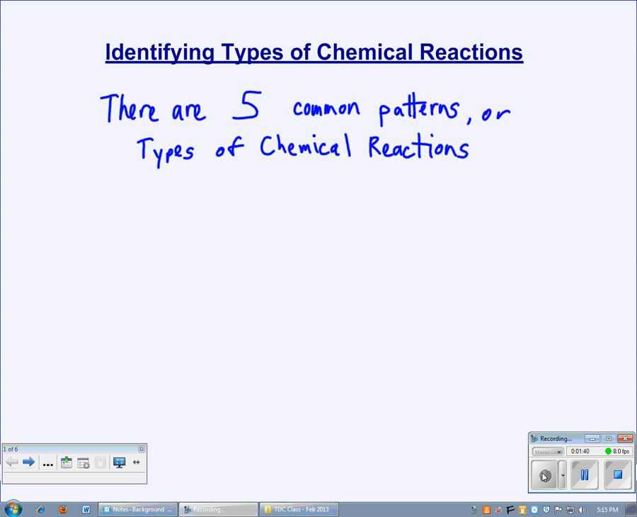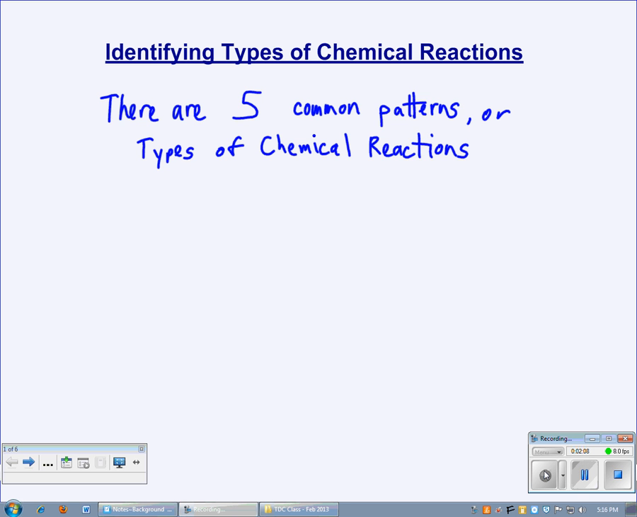What we will do now is list those 5 common patterns. We're just going to list their names, and then we will take each one in turn and look at, for that reaction, what do the reactants look like? How do they present themselves? What is the pattern? And then we will go through how using those reactants, how we can then form our products.